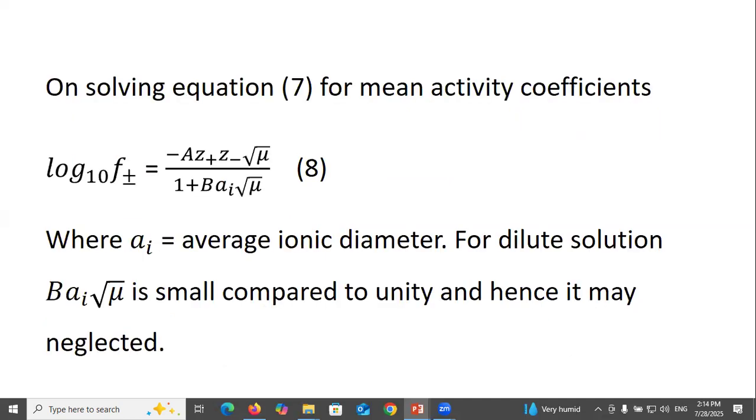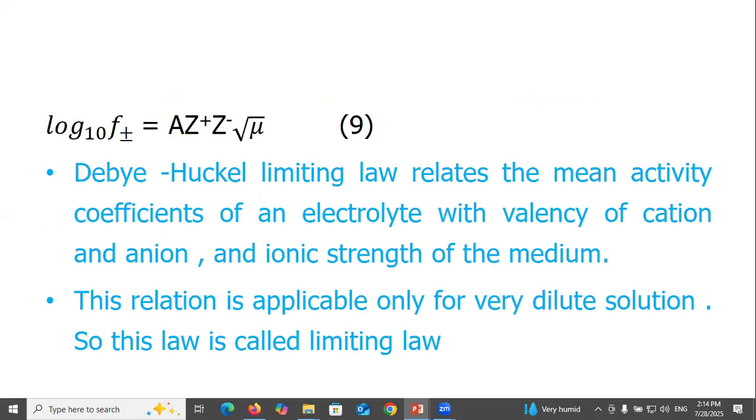On solving equation 7 for the mean activity coefficient, log10 f plus minus equals minus A z plus z minus root mu over 1 plus B ai root mu, where ai is the average ionic diameter. For dilute solution, B ai root mu is small compared to unity, and hence it may be neglected. Log10 f plus minus equals minus A z plus z minus root mu.